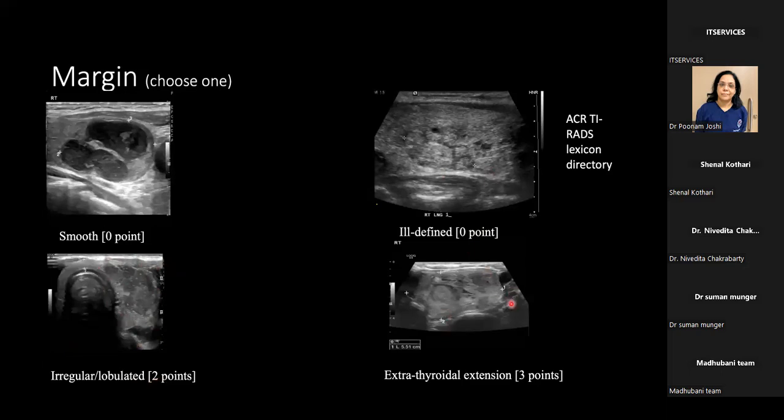Now here there's frank extrathyroid extension. This whole thing is a nodule, and you can see it is encroaching upon the wall of the ICA. So extrathyroid extension is present, 3 points. In such scenarios, you have to go ahead and do a CT scan. So ultrasound is an excellent modality for characterization of a nodule within the thyroid gland. And for any nodule extending outside for invading surrounding structures, you have to take the help of CT. And if it is indeterminate on CT, then MRI.